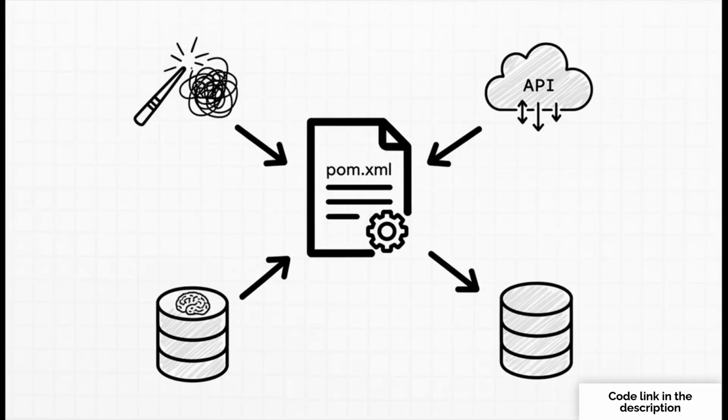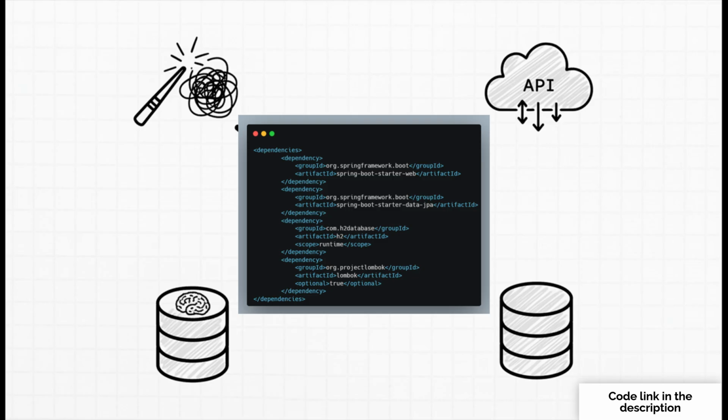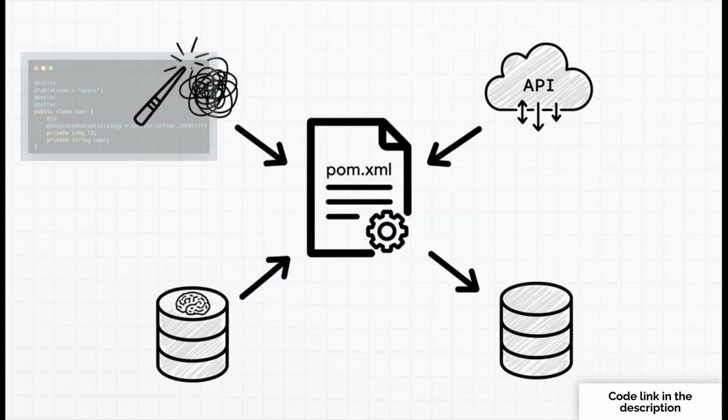So this pom.xml is really the heart of our project's configuration. We're setting the Java version to 17, and we're pulling in the essential Spring Boot starters. Spring Boot Starter Web gives us everything we need to build REST APIs. Spring Boot Starter Data JPA gives us that powerful persistence layer. And for this demo, we're using H2, which is a lightweight in-memory database, perfect for development. And finally, we're including Lombok to cut down on all that boilerplate code like getters and setters.